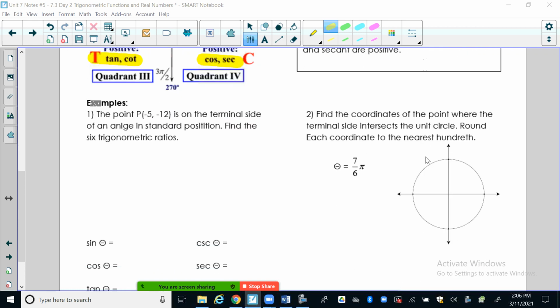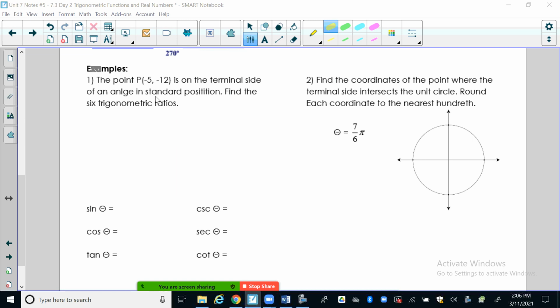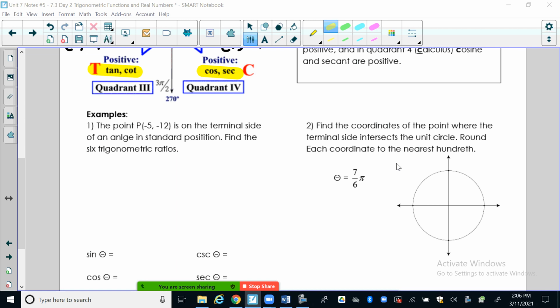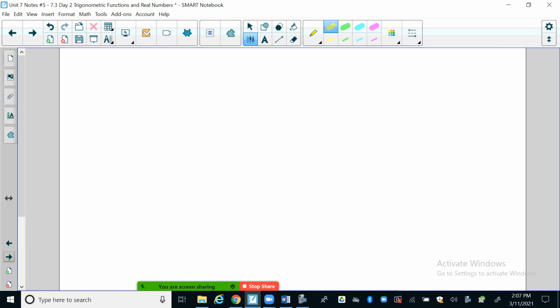All right, so let's actually come back to example 1. We're going to take a look at example 2. So find the coordinates of the point where the terminal side intersects the unit circle. This says to round each coordinate to the nearest hundredth, but we're actually going to find the exact value first and then round. I'm going to go to a new page really quickly. So this is a nice segue from what we did on Tuesday to getting a little bit more comfortable with the unit circle.